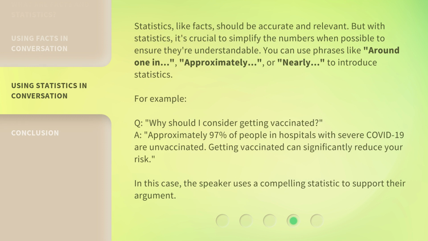Statistics, like facts, should be accurate and relevant. But with statistics, it's crucial to simplify the numbers when possible to ensure they're understandable. You can use phrases like, around 1 in, approximately, or nearly, to introduce statistics. For example, Q. Why should I consider getting vaccinated? A. Approximately 97% of people in hospitals with severe COVID-19 are unvaccinated. Getting vaccinated can significantly reduce your risk. In this case, the speaker uses a compelling statistic to support their argument.